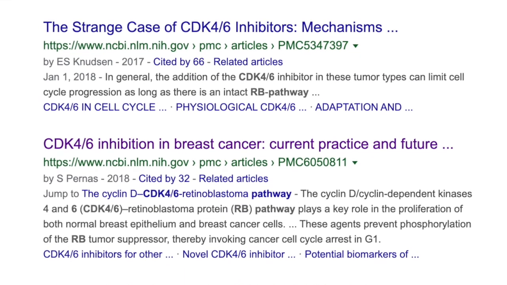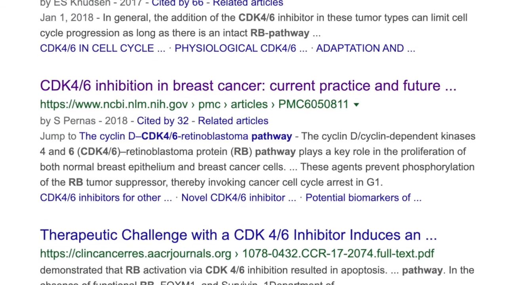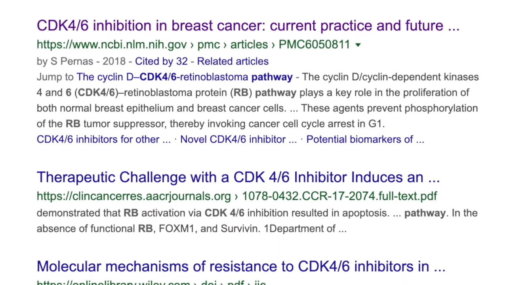Mutations in RB are associated with a number of cancers. Among them are bone, lung, breast, and skin cancer.